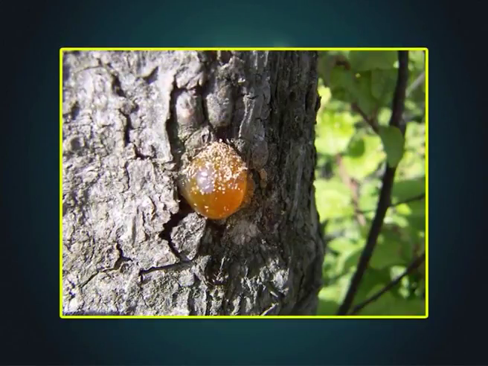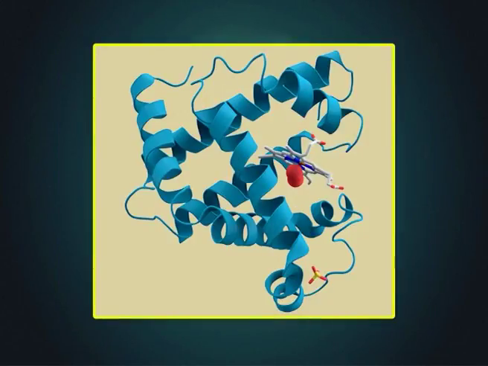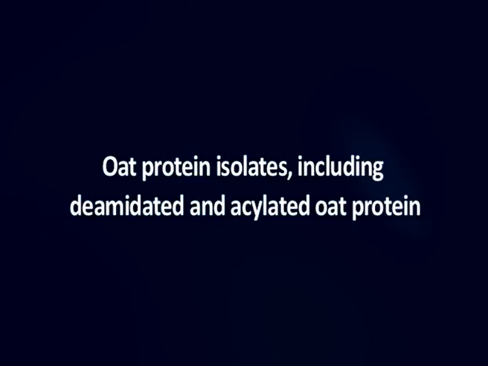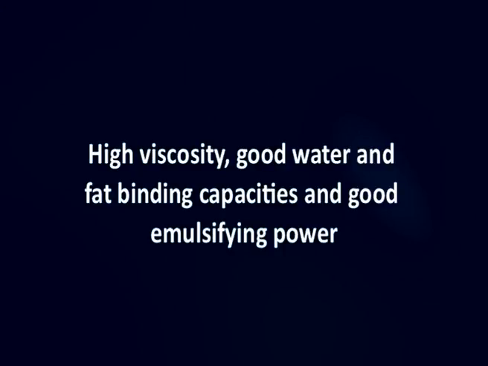Various dry and wet milling processes have been developed for the separation of oats into a number of fractions, including oil, gum, starch, and protein. Oat starch could also replace other starch sources in a wide range of applications. Oat protein isolates, including deamidated and acylated oat protein, have some interesting functional properties of use in food systems. These include high viscosity, good water and fat binding capacities, and good emulsifying power.